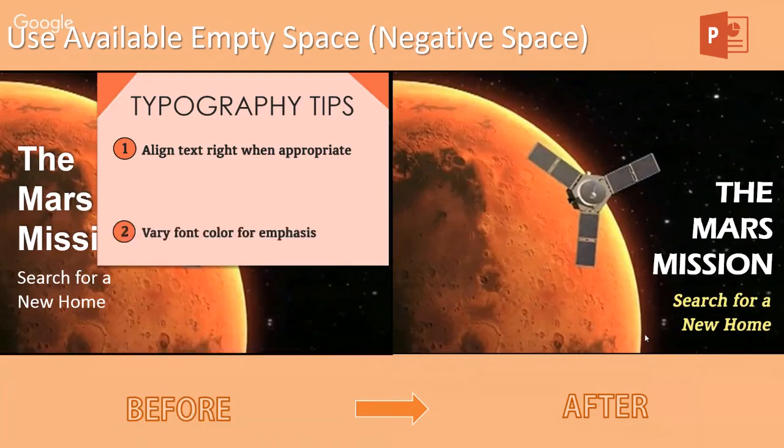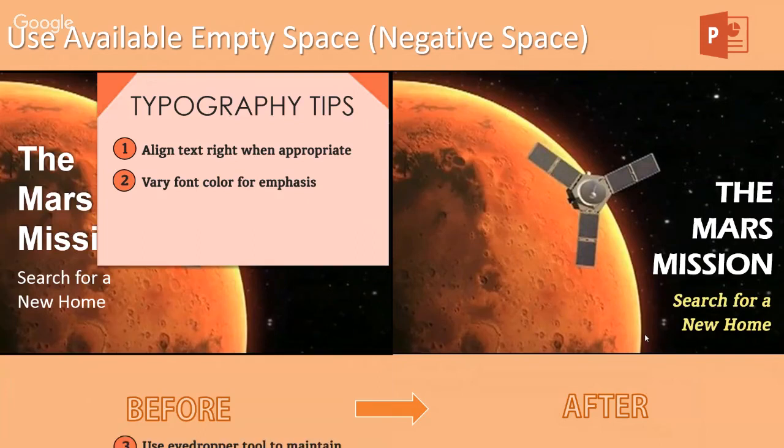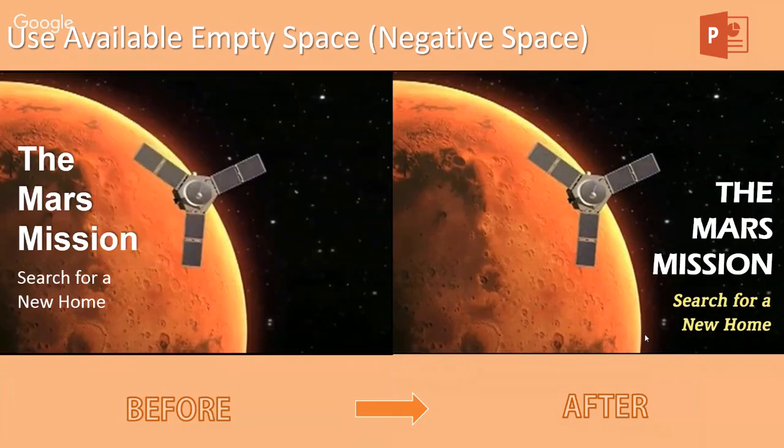Our second tip is to vary font color for contrast and emphasis. In this case, the main title and subtitle are in different fonts and different colors. Finally, the yellow color of the text is the same as the yellow glow around the planet and was selected with the eyedropper tool. Matching colors from the image with the colors in your added objects helps you to maintain the slide's color palette.